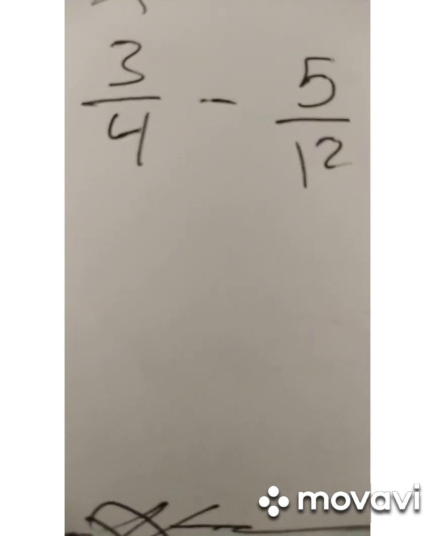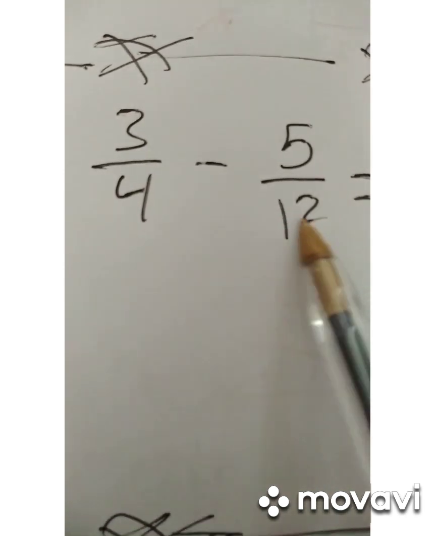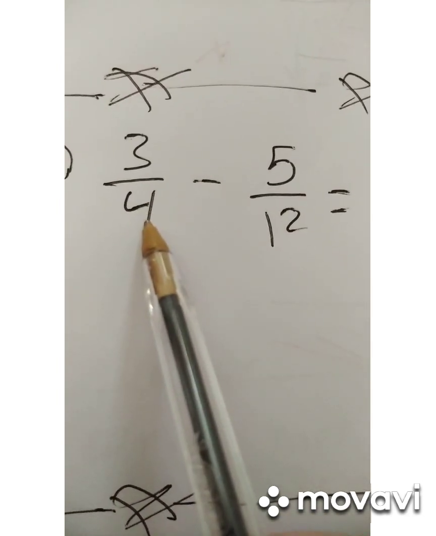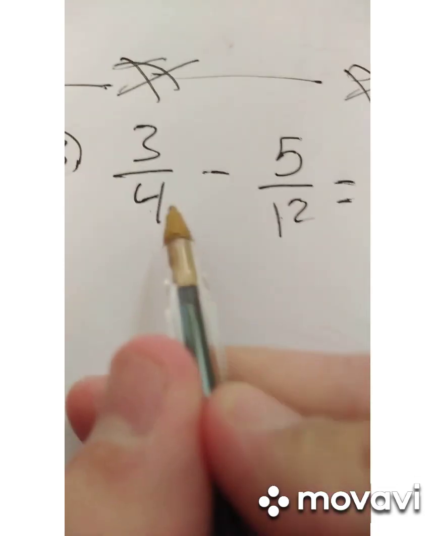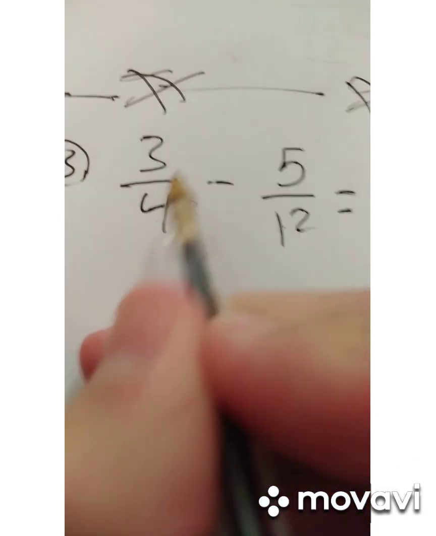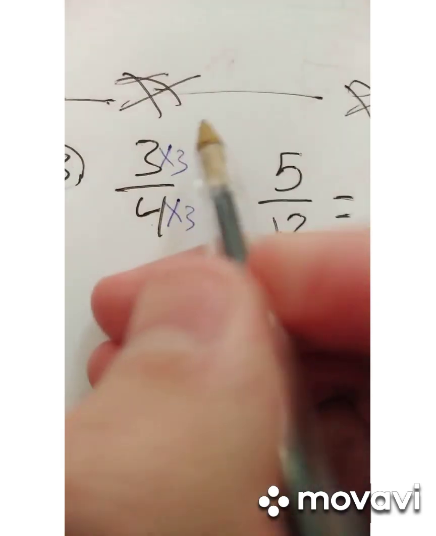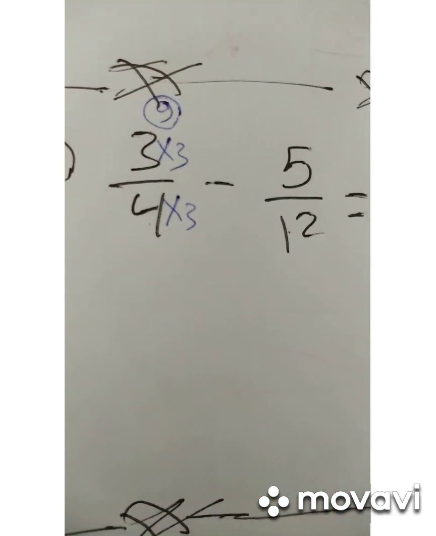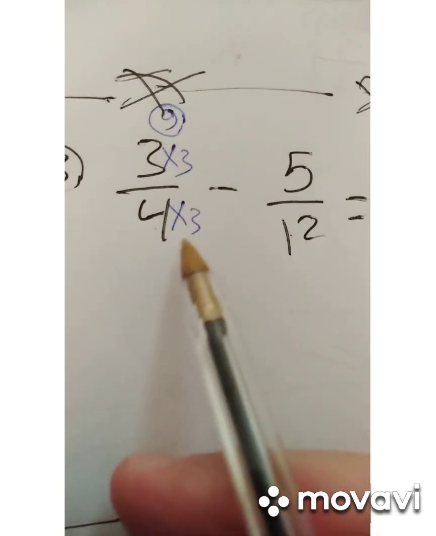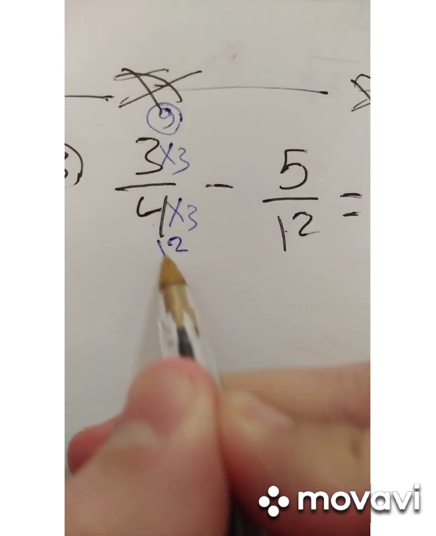Number 3. 3/4 minus 5/12 are unlike denominators. So we have to unify them at first. To change 4 to be 12, we multiply by 3. So multiply up and down by 3. 3 times 3 equals 9. So the numerator now is 9. 4 times 3 equals 12.